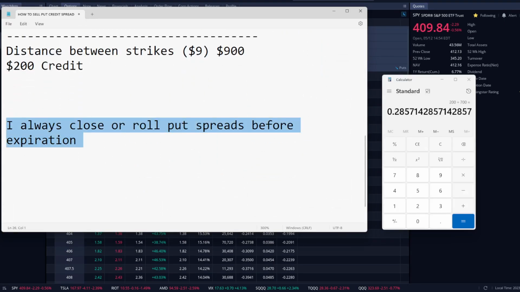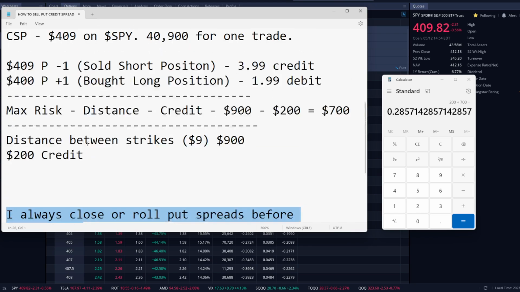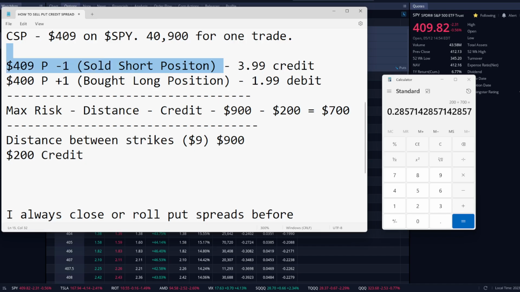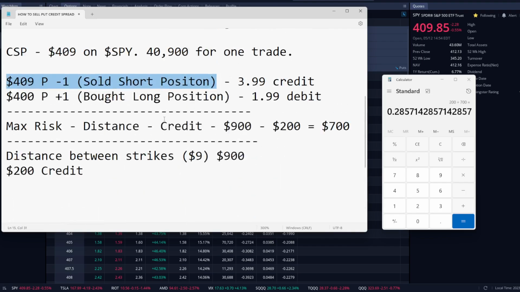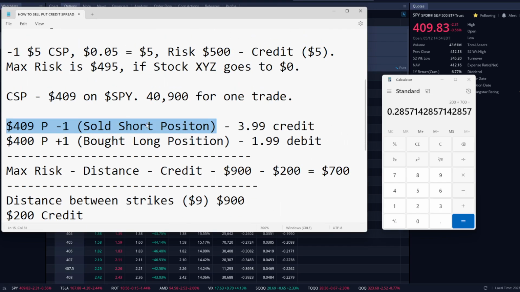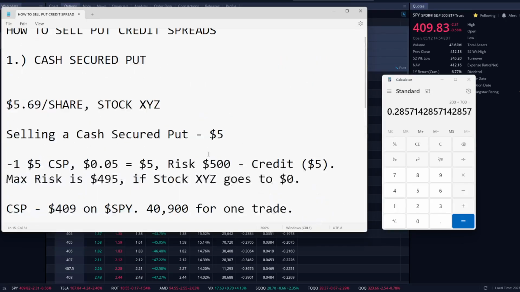And then, like I talked about, I always close them and roll them out before expiration. If it's close, I'm just not taking that risk. Sometimes if I don't want to close it, I'll at least buy back my short position for like a penny or a couple pennies. Because that's the dangerous one, right? This is just insurance. But I always tell people close it or roll it before expiration. But needless to say, that's a quick little rundown, right?